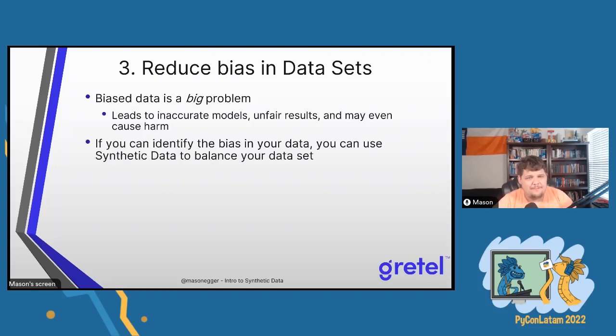If you can identify the bias in your data set, you can then use synthetic data to augment the data set and debias it, essentially by unskewing the data in one direction or another.